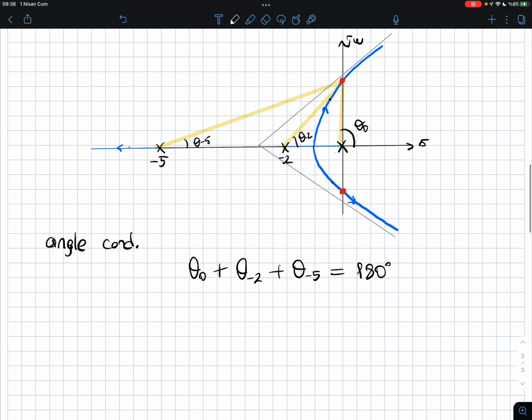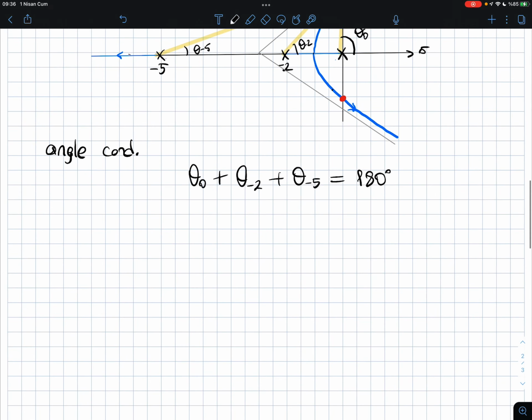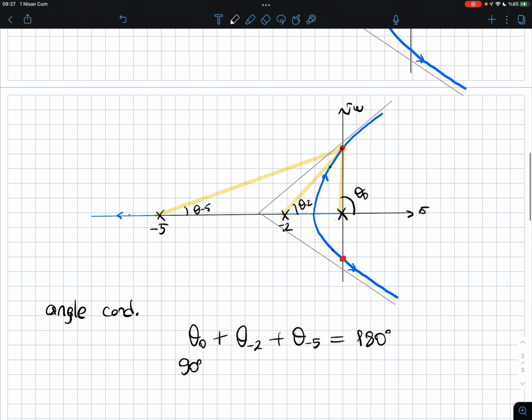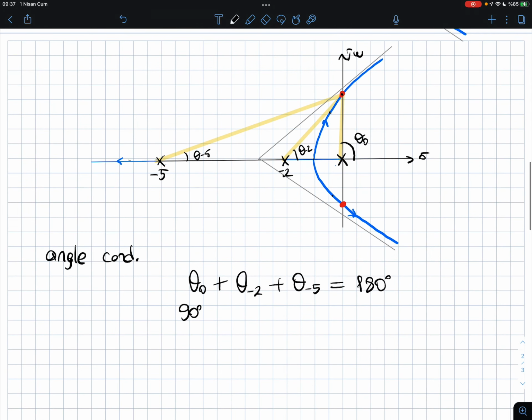So now, luckily, even if I don't know what the coordinate of this point is, one of the angles is already 90 degrees, because they share the same real value, so this is already a 90 degrees angle. Now, in order to calculate theta minus 2 and theta minus 5, I do need the coordinate of this red point here, which is the point of concern.